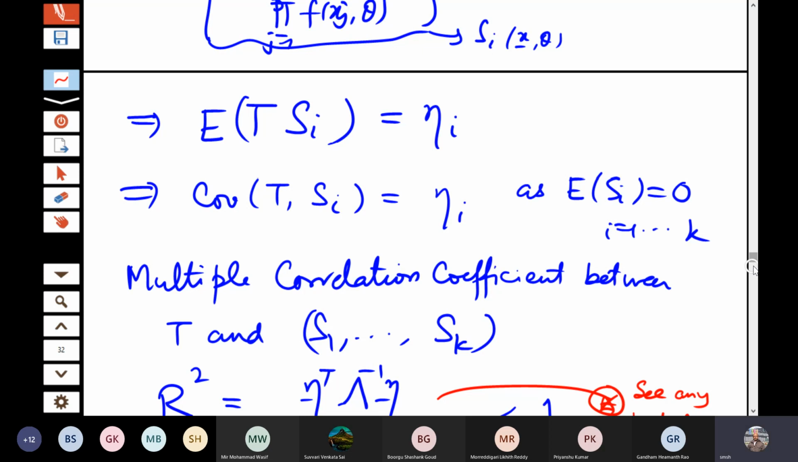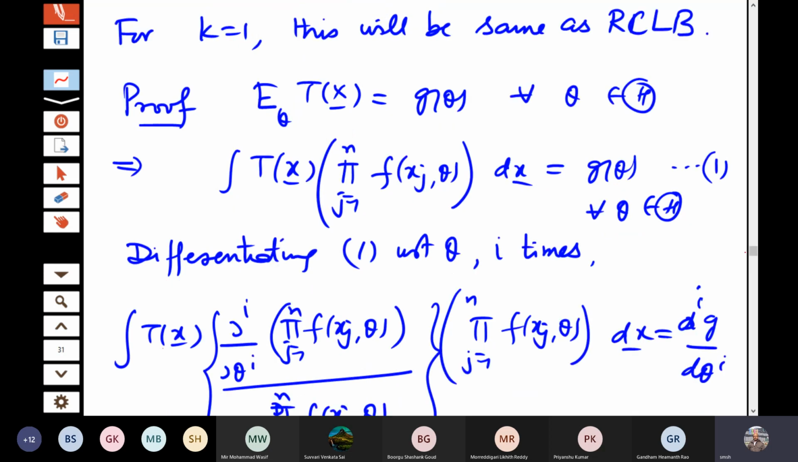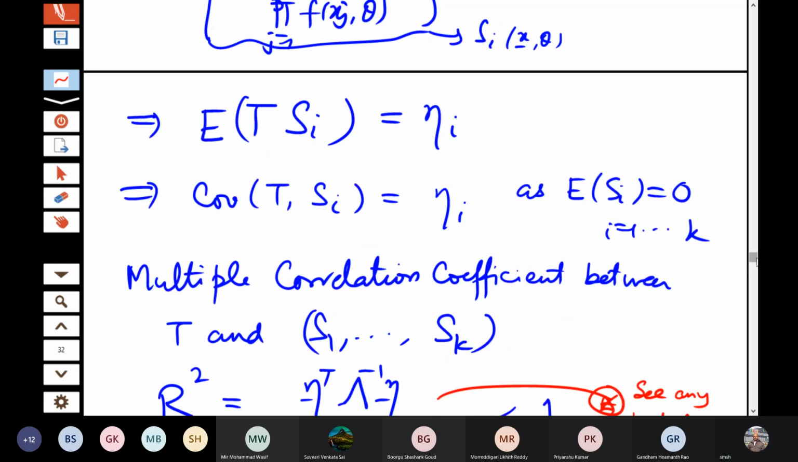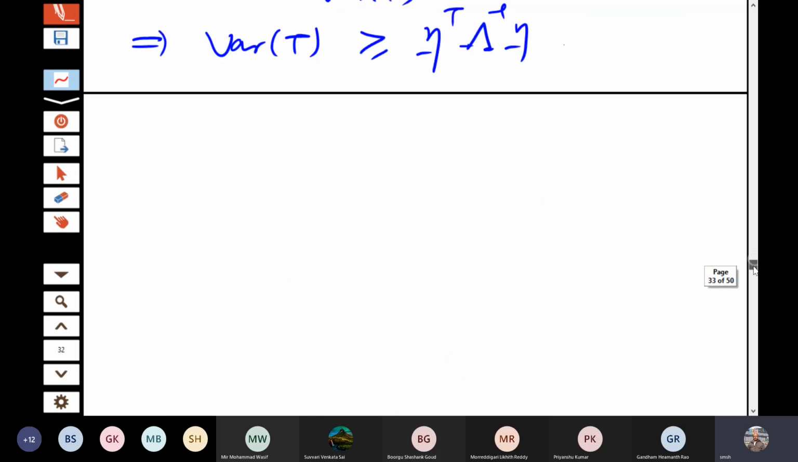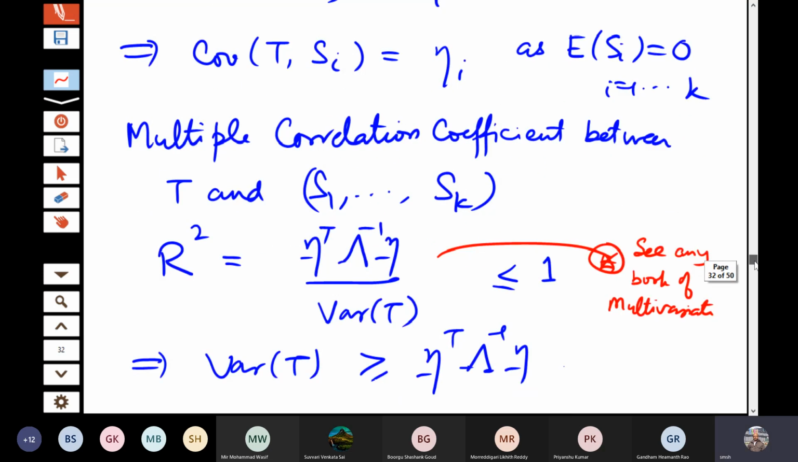Now at this point in the RCLB, I had applied the correlation inequality, that is rho is less than or equal to 1. That is rho square less than or equal to 1. But here what we will do is, because there is not one term, there are several terms. If you take each of them, you will get one inequality.